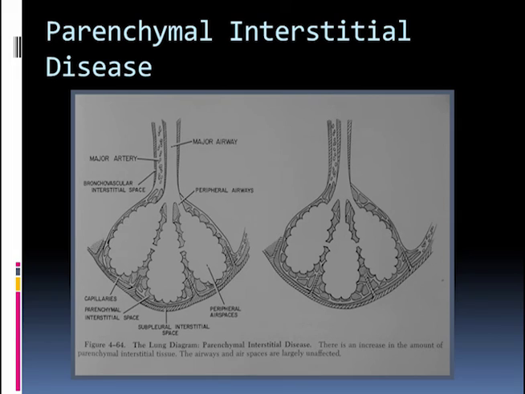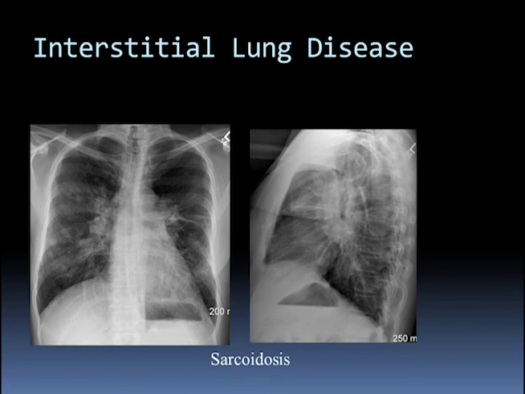So this is a diagrammatic representation. Again, we have an increase in the parenchymal interstitial space, and this is filled up with more tissue than it needs. Interstitial pneumonia is an example of this. PCP and mycoplasma can cause what we call interstitial pneumonitis, which gives you a ground glass appearance in both lungs.